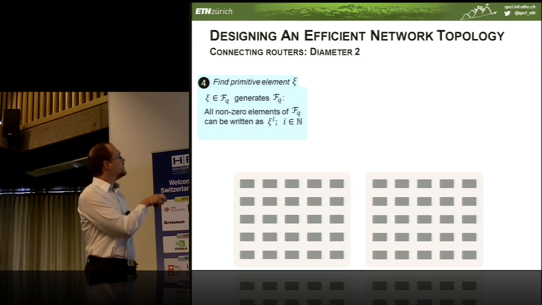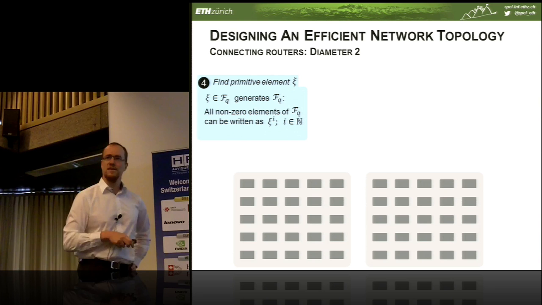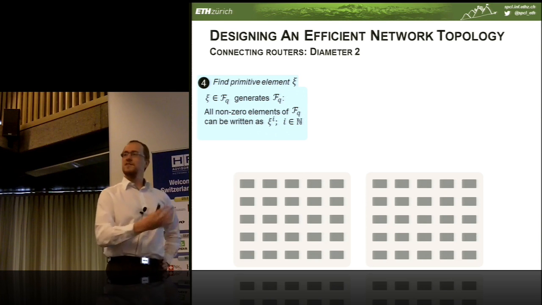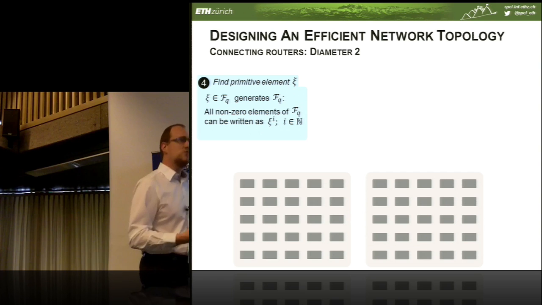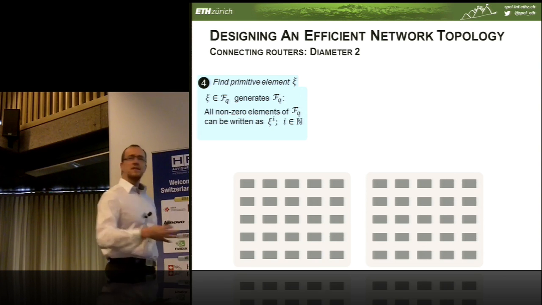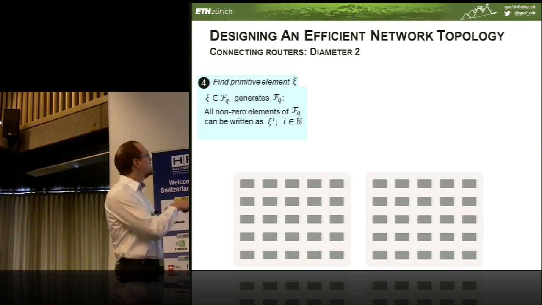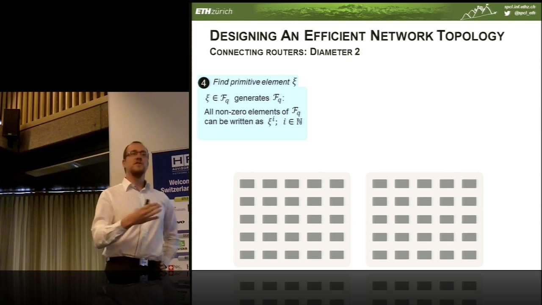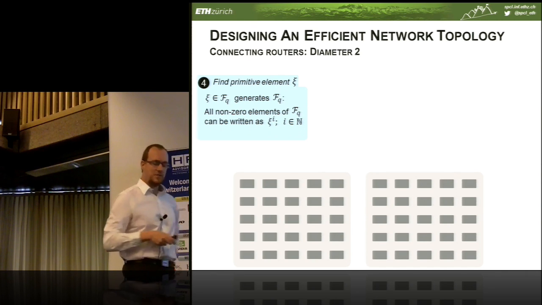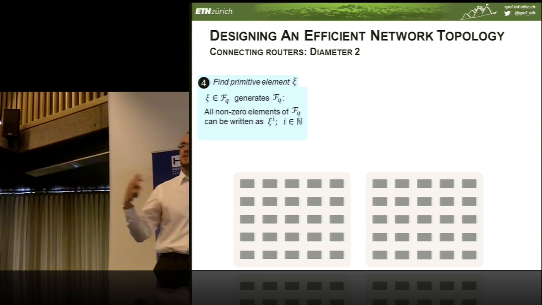So the simple rule is we have to find an element, eta, that generates a finite field. And this is, again, something very, very fundamental that many of you probably learned in grade school. So what does this mean if you generate a finite field? It really means that you have to take this element eta to some number, any number I, and it has to generate all the elements in the finite field.